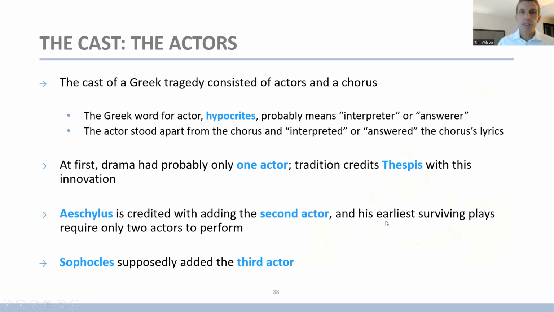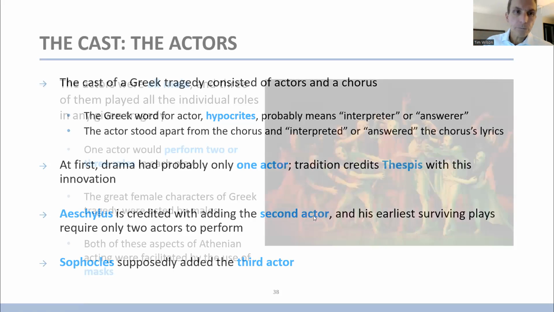The cast of a Greek tragedy consisted of actors and a chorus. The Greek word for actor, hypokrites, probably means interpreter or answerer. The actor stood apart from the chorus and interpreted or answered the chorus's lyrics. At first, drama probably only had one actor. As I mentioned, Thespis is credited with adding this first actor, and Aeschylus is credited with adding the second actor. And Sophocles may have added the third actor.